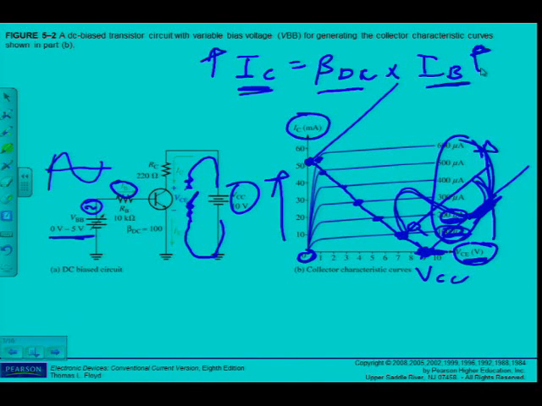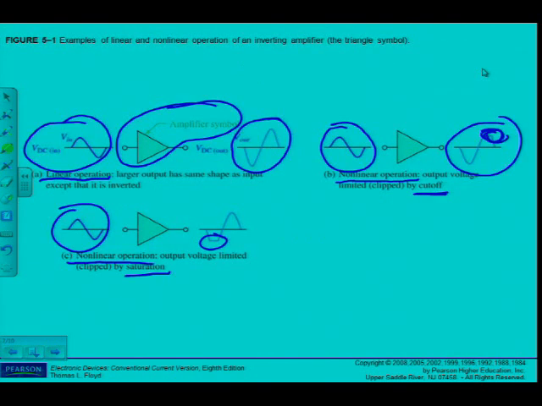When I go and look at the output signal on the previous page, what did we see? If we go back quickly again, what did we see when it's too close to cutoff? On the output, because it's inverted, the top part of the waveform has been cut off.